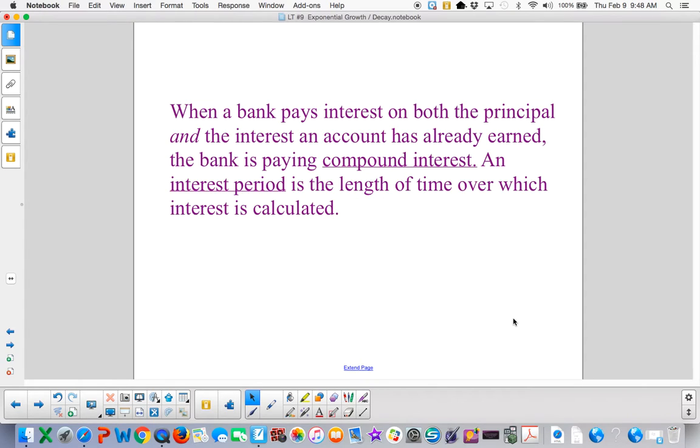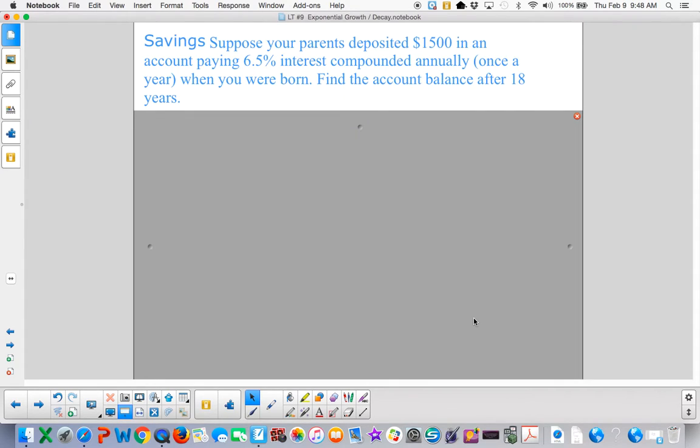Now, when a bank pays interest on both the principal and the interest the account has already earned, the bank is paying what we call compound interest. An interest period is a length of time over which the interest is calculated. It could be per year, per month. There are different ways to calculate interest.